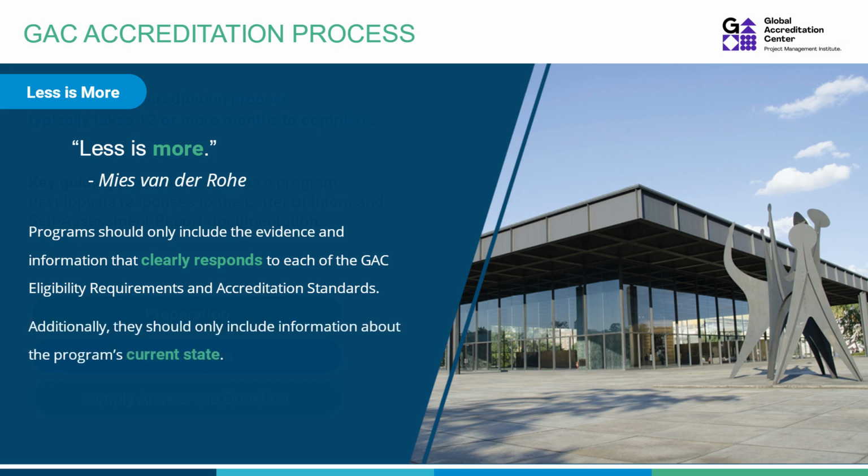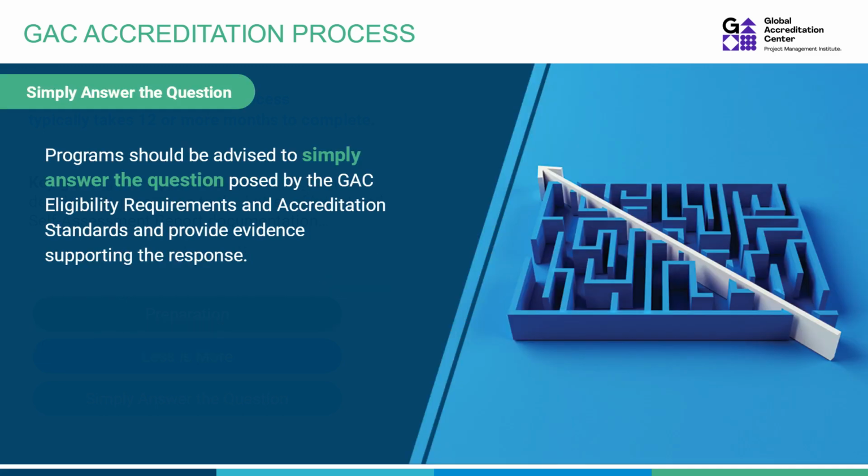Additionally, the GAC advises a program to only include information about a program's current state. Speaking to what was or what will be does not help the GAC to clearly understand a program's current mission, curricula, or processes. One of the best pieces of advice the GAC can provide a program is to simply answer the question posed by the GAC eligibility requirements and accreditation standards and provide evidence supporting the response. The GAC is assessing whether a program is of the quality and rigor that qualifies for accreditation. With these key principles reviewed, let's dive into the actual process.